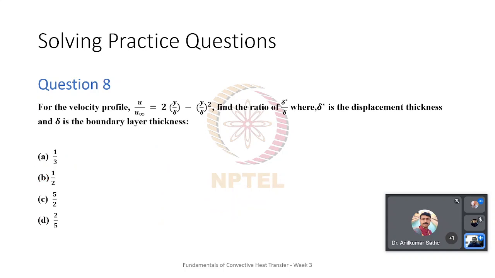So moving on to question number 8. For the velocity profile given here, find the ratio delta star by delta, where delta star is the displacement thickness and delta is the boundary layer thickness. The velocity profile is given. We have to find out the ratio of displacement thickness and the boundary layer thickness.